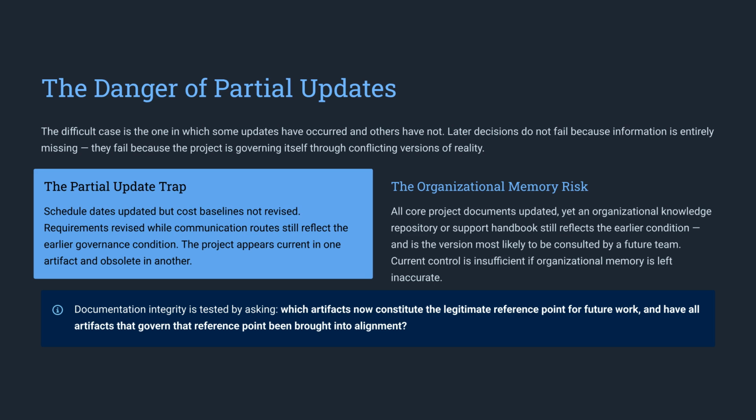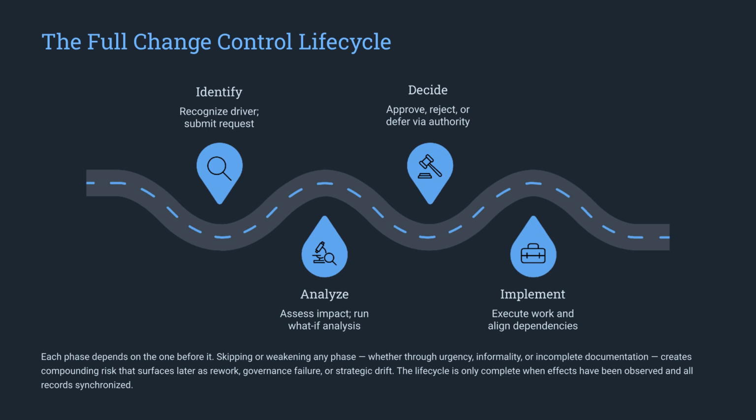Partial updates are a common trap. When some records are revised but others are neglected, the project loses its single source of truth. Always verify that all governance artifacts are aligned with the actual project state. Following the full change control lifecycle, identifying, analyzing, deciding, and implementing is non-negotiable. Every phase matters. Shortcuts only create compounding risks that inevitably surface as costly rework or governance failure.